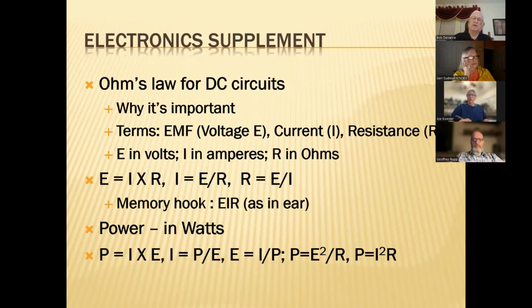So EMF is the old term electromotive force, which we represent by the letter E, which is voltage, but we still use the old EMF, the letter E. Current, we use the letter I for intensity, because essentially current is the intensity of the electrons flowing through a conductor of some kind. And then resistance, R, is whatever is impeding the flow of the current through the particular circuit. So E is in volts, I is in amperes, R is in ohms. The basic formula is E equals I times R. Now, if you pronounce that EIR as in ear, that's kind of a memory hook for you if you want to do that.